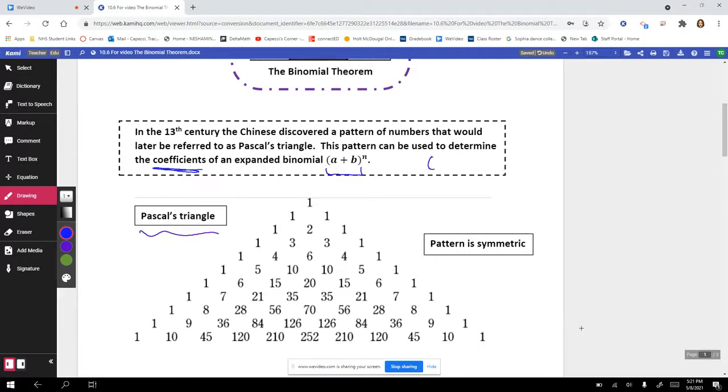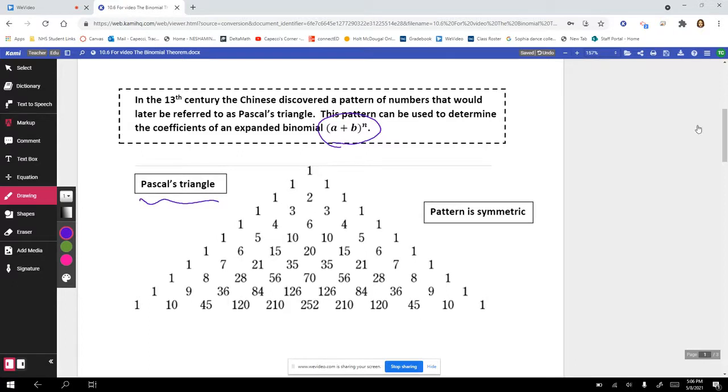such as x plus 2y raised to the 7th power. This is kind of a shortcut we can use. We can see that this pattern is symmetrical. When I go down the first diagonal, sideways this way, I'm going in sequential order. I'm counting by ones.